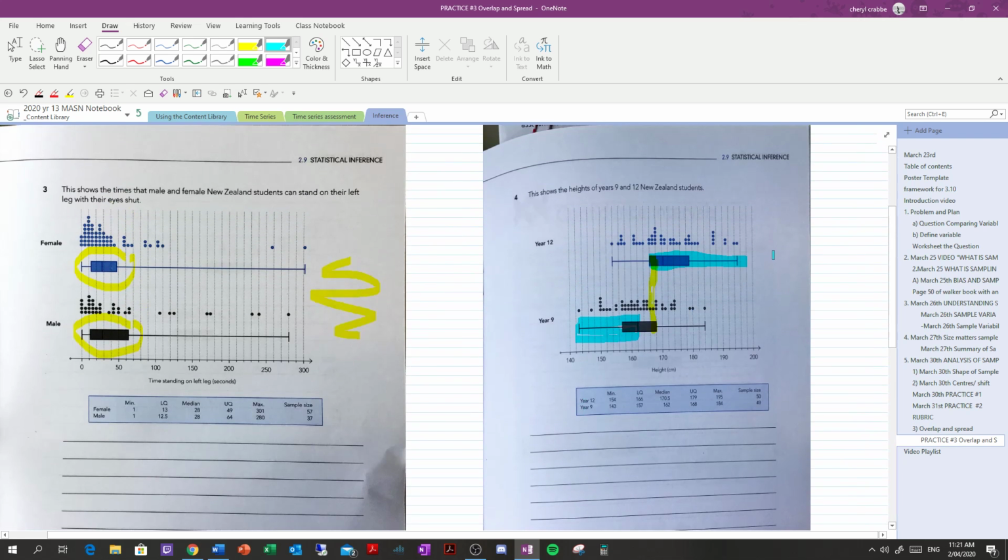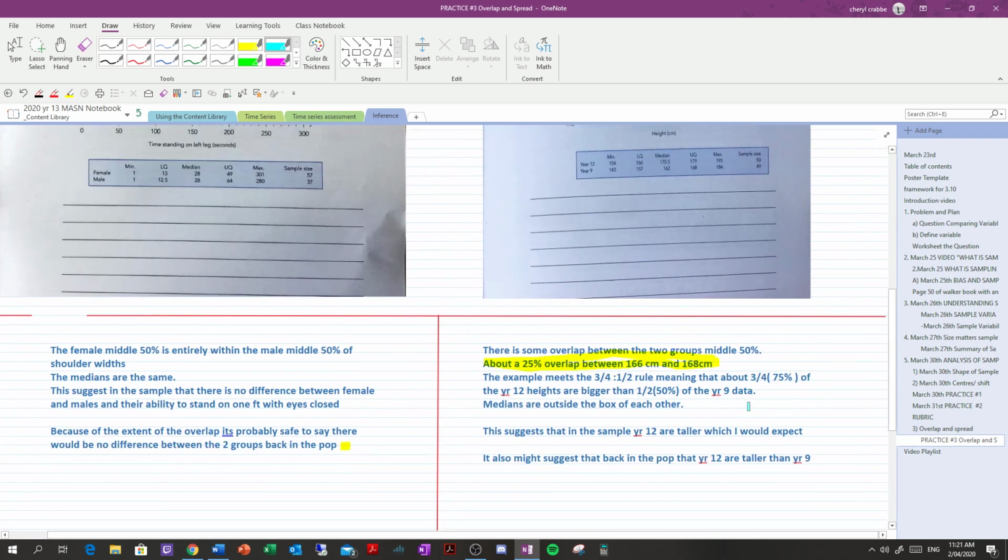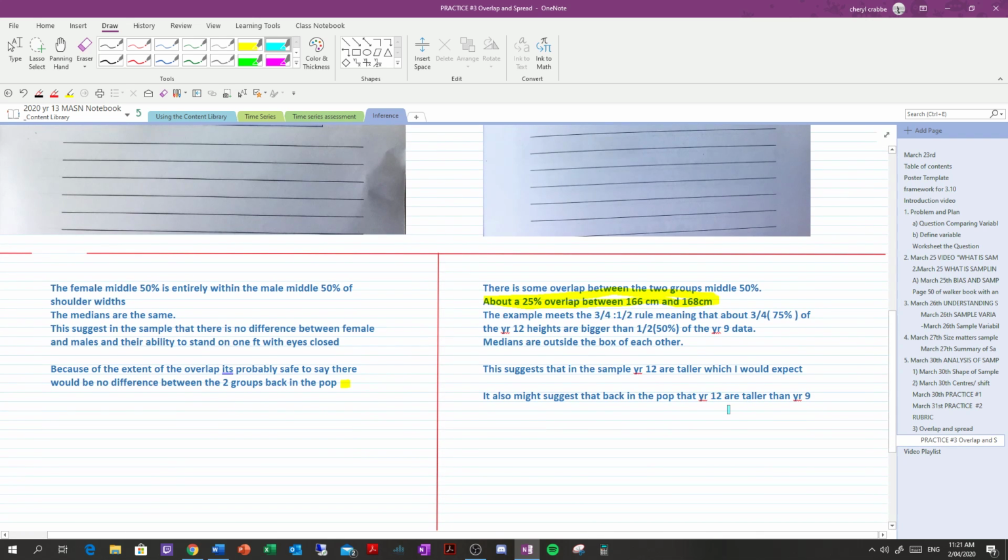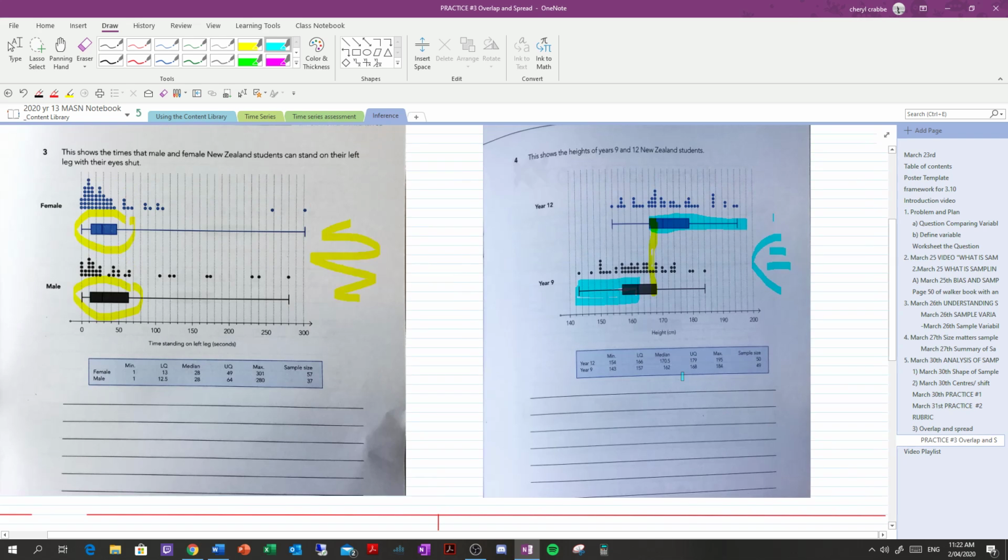Again, if I took another sample, though, I might get a very different picture, so I have to do that tentatively. And then that's where the next phase of this comes in, where we do a more sophisticated test to see if, in fact, there is a difference between these two groups. But it appears as though my sample is indicating that there is a difference and that because of the lack of overlap and the fact that the medians are outside the box of each other and we have that 3/4 half rule being supported, that there is a difference between those two groups and 12s are, in fact, taller.